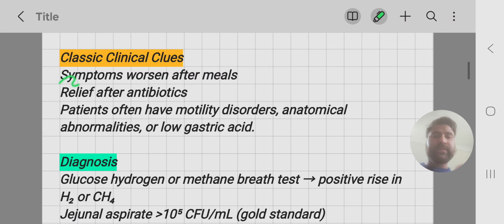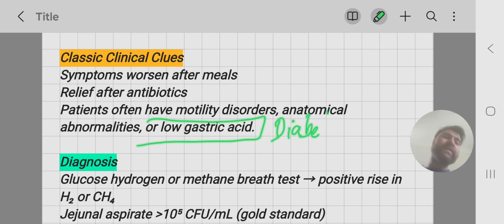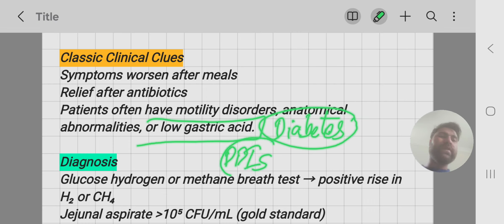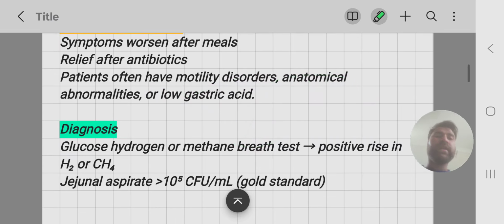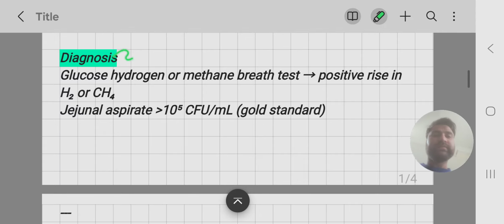Clinical clues. Symptoms worsen after meals. When you take antibiotics for any purpose, there is relief of diarrhea. Patients often have motility disorders, anatomical abnormalities, or low gastric acid production. For example, a patient has diabetes and decreased motility leading to increased proliferation of the bacteria in the intestine. Or if the patient uses PPIs, due to which there is low gastric acid production, and therefore when there is low gastric acid production, it cannot kill the bacteria in your gut.